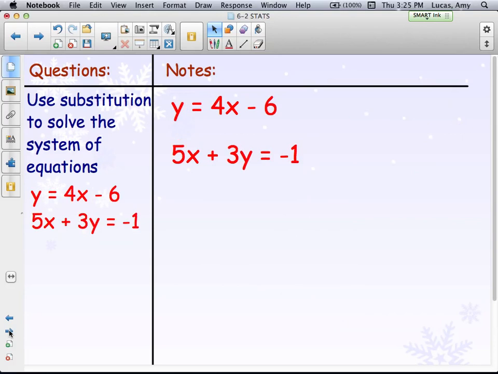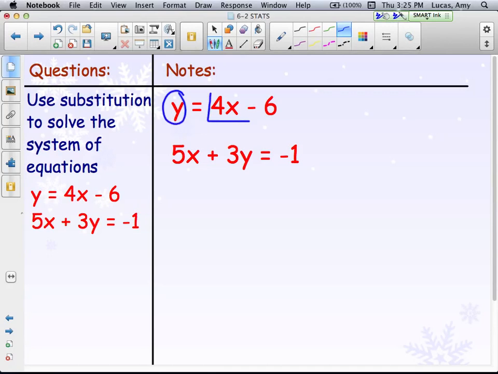Okay, the next one looks similar to the first one. I see my y by itself, and it equals 4x minus 6. So where the other y is, I can replace it. Now watch what happens when I replace it on this one. When I leave it in parentheses, it makes a difference.